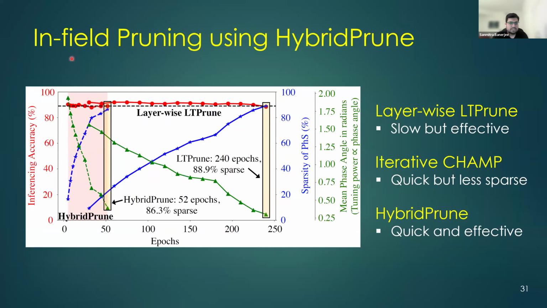So this is particularly useful in-field. If we cannot spend too much time in pruning and we have received some new workload due to which we need to quickly prune the network and power gate some of the MZIs, this can be an approach that can help in reducing the time overhead associated with pruning.